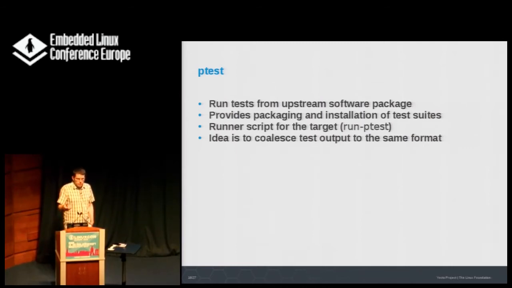So we take the output from that and we try and coalesce it into a standard form that the reporting tools can understand, rather than having to understand all these various different testing systems' outputs. So we haven't got too many enabled at the moment. We've got about 13 recipes that have this enabled, things like dbus and glib and stuff like that. And we're hoping to add more in the future.